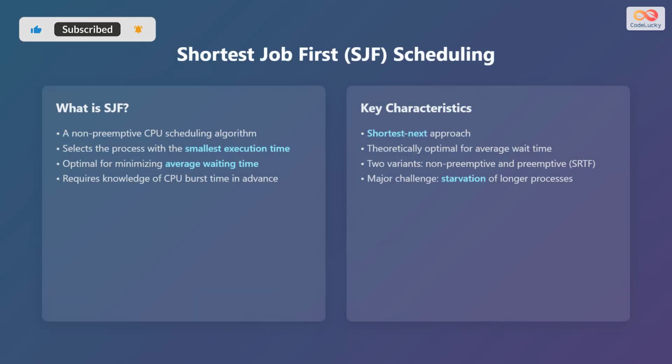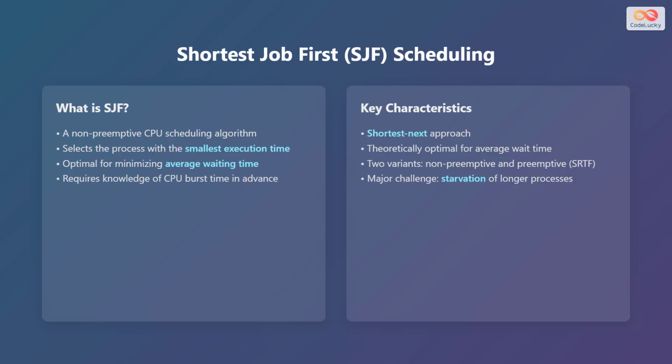Shortest job first, or SJF, is a non-preemptive CPU scheduling algorithm. It works by selecting the process with the smallest execution time to run next. This makes it optimal for minimizing the average waiting time of processes. However, it requires knowing the CPU burst time, that is, the execution time of each process, in advance.